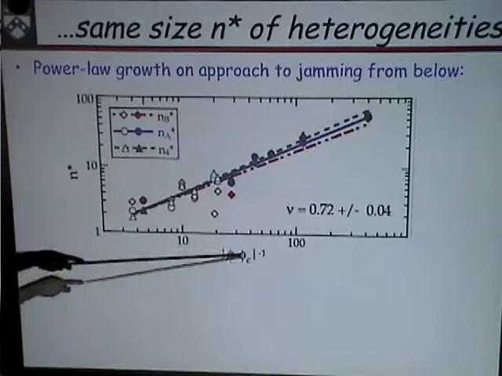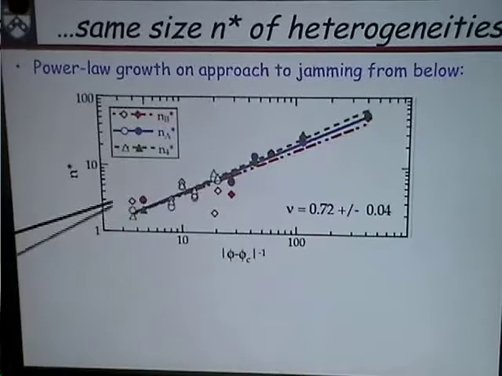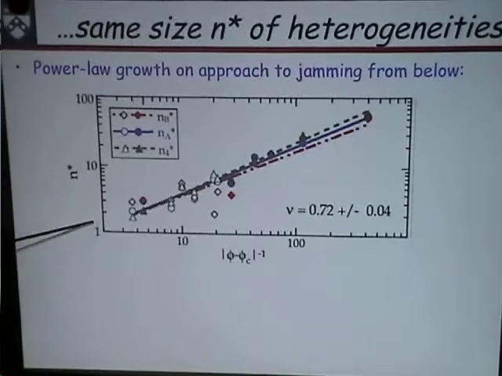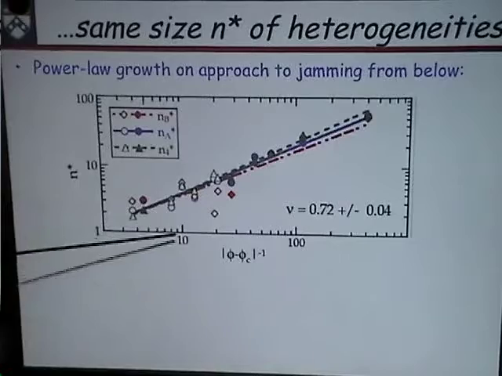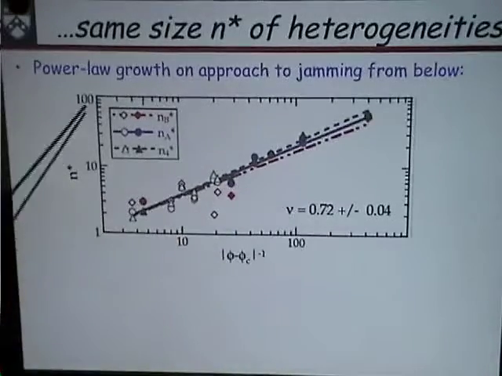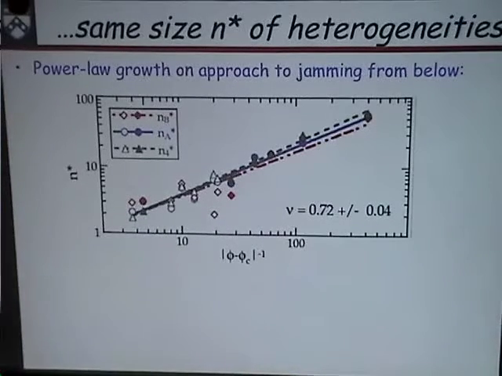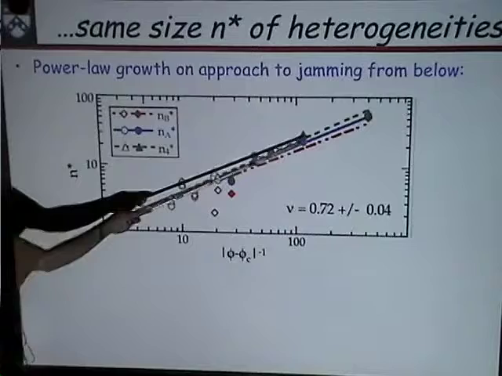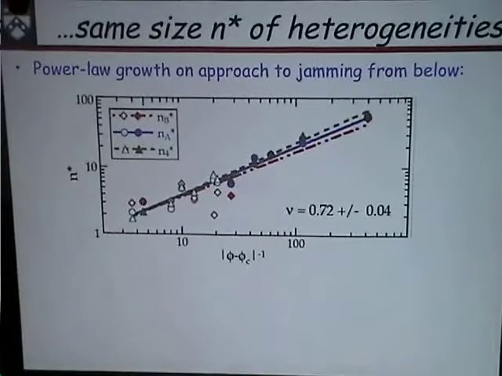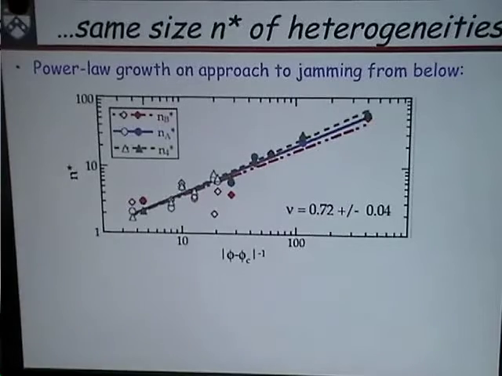Here it is plotted versus 1 over phi minus phi c. So far from jamming, we're down here, and the number of grains in the fast region is close to 1. As we go closer to jamming, we go out in this direction, and this grows to maybe 60, 70. It's a fair amount of growth. And if you want to describe it as a power law, you would say the exponent is about 3/4. So n is going like phi minus phi c to the minus nu.